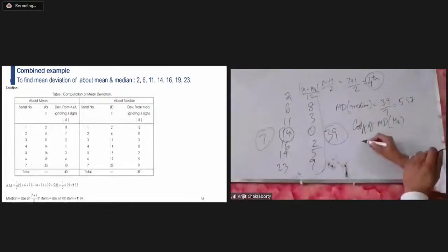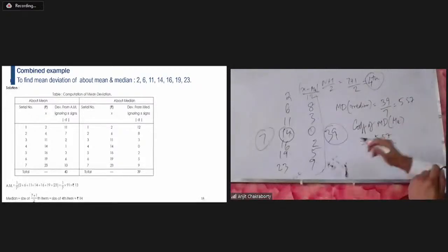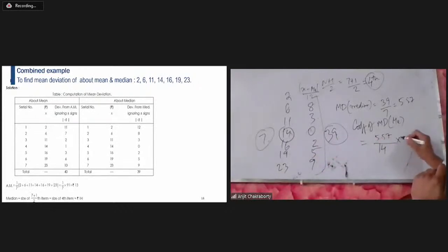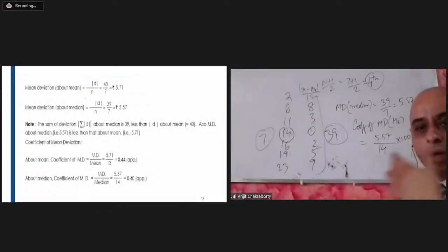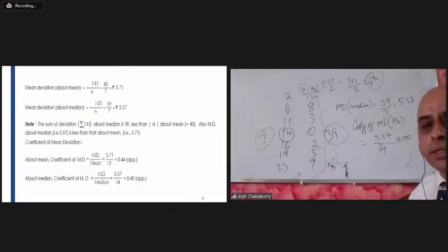Please note, here the guiding line is median. So the coefficient comes to mean deviation, 5.57 divided by median. What is the median we have calculated? Median is 14. So 14 into 100. So 5.57 divided by 14 into 100, approximately 0.40, or you can say it is around 40.